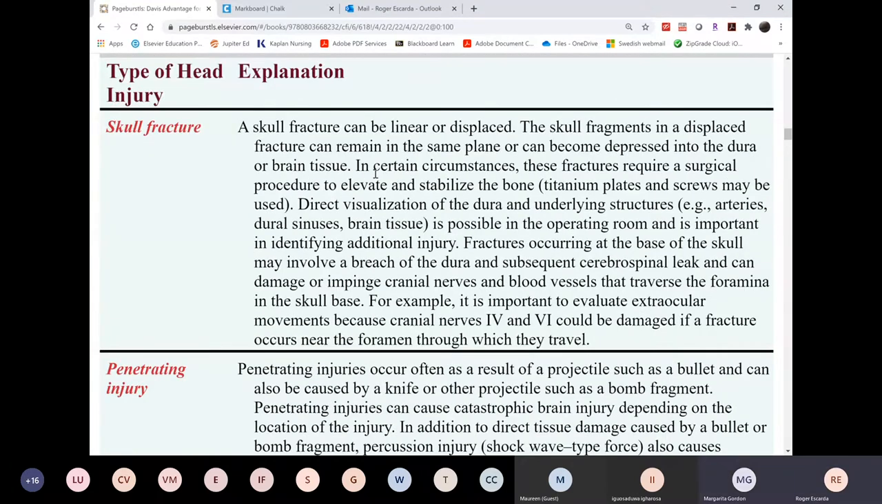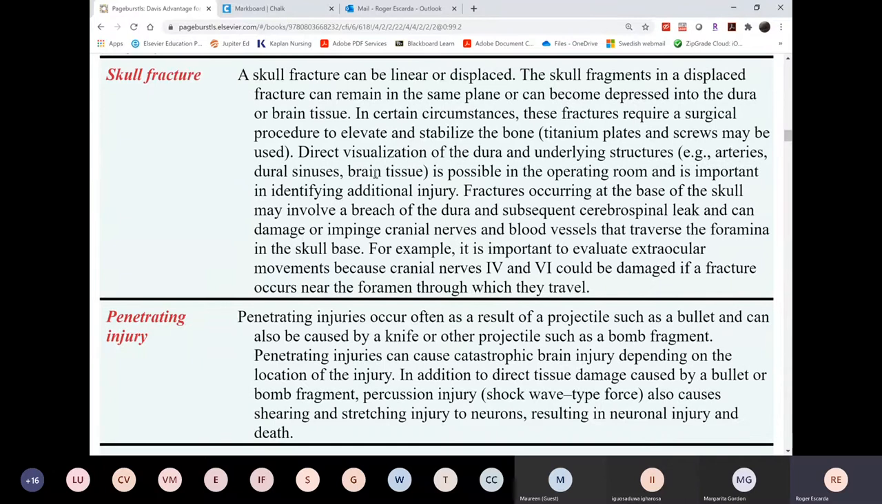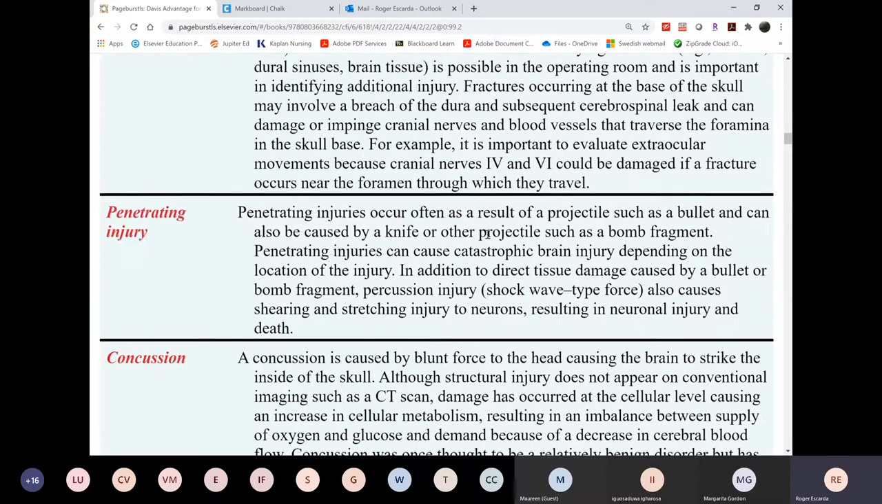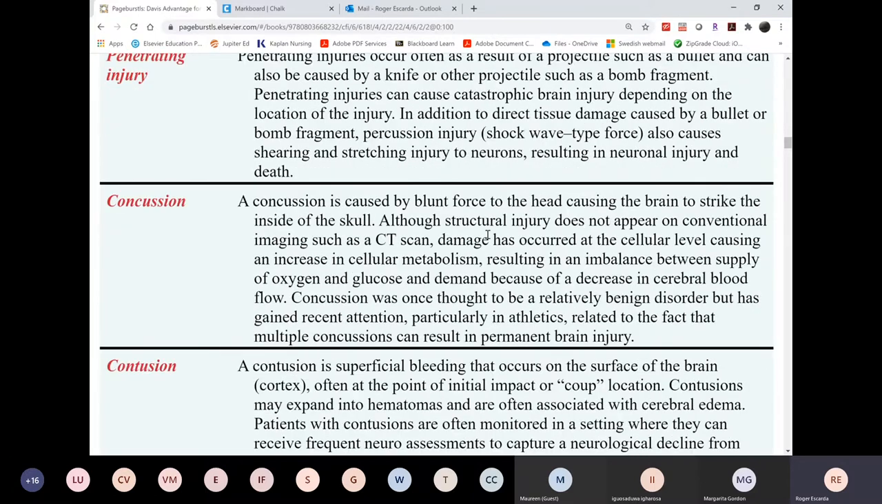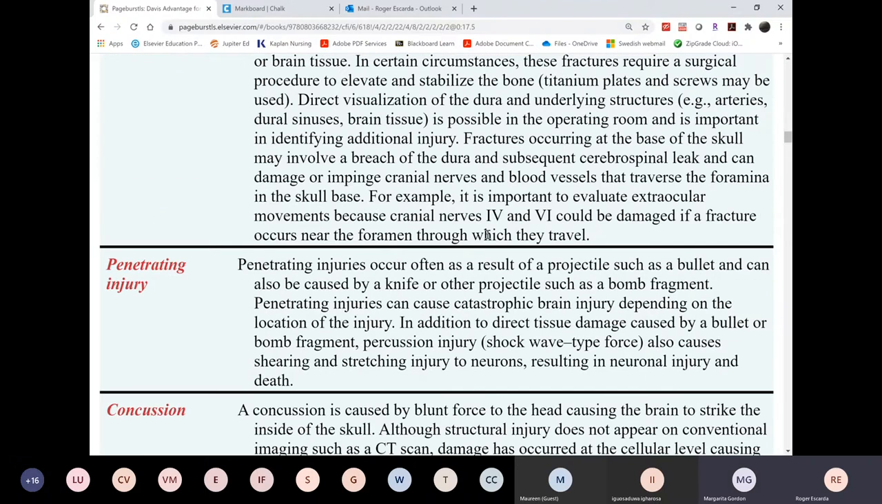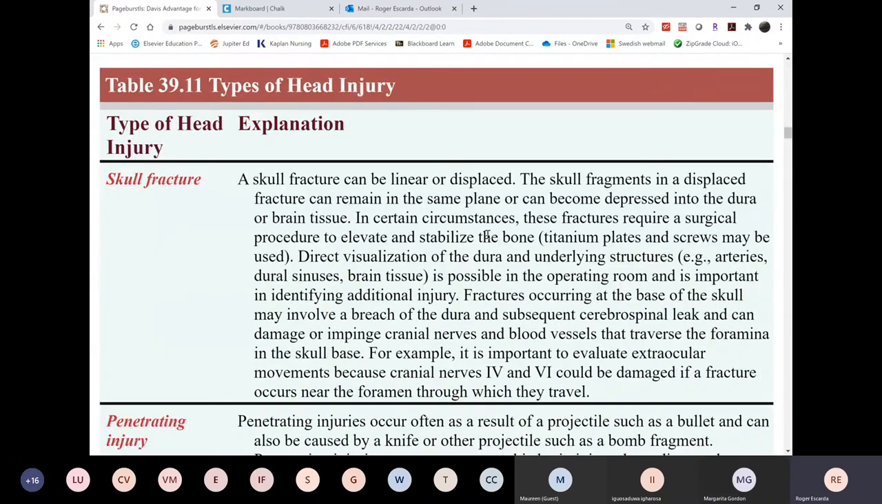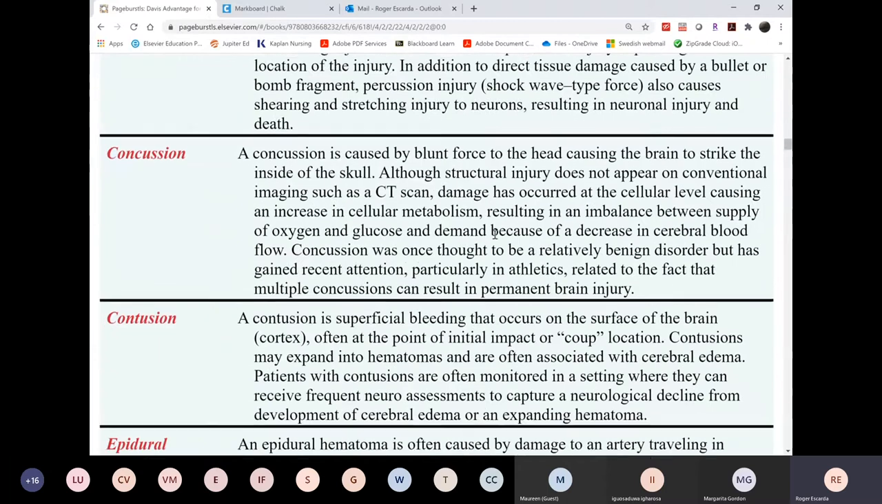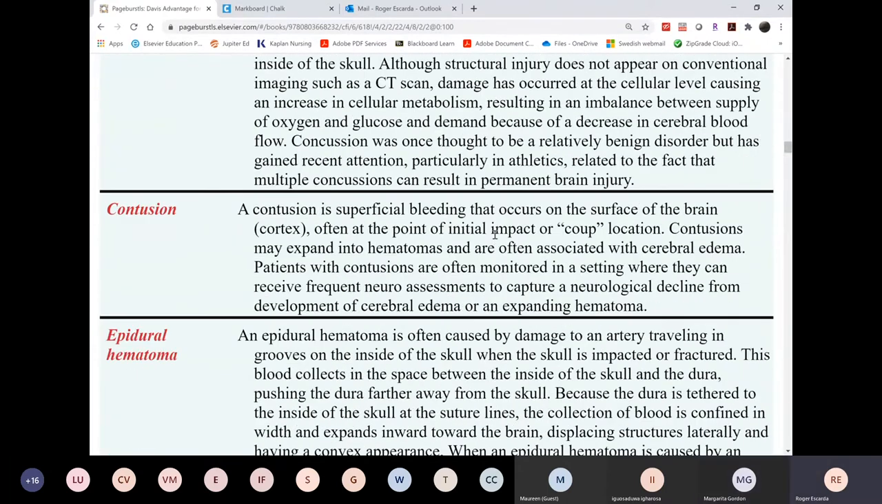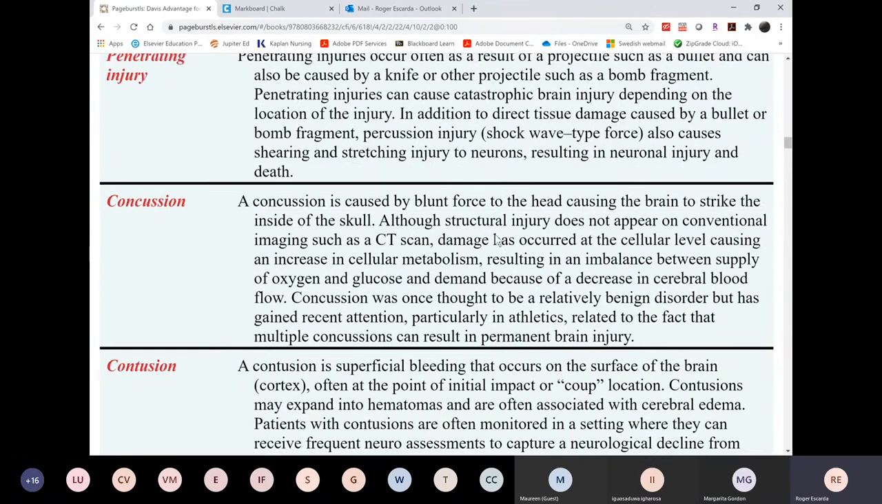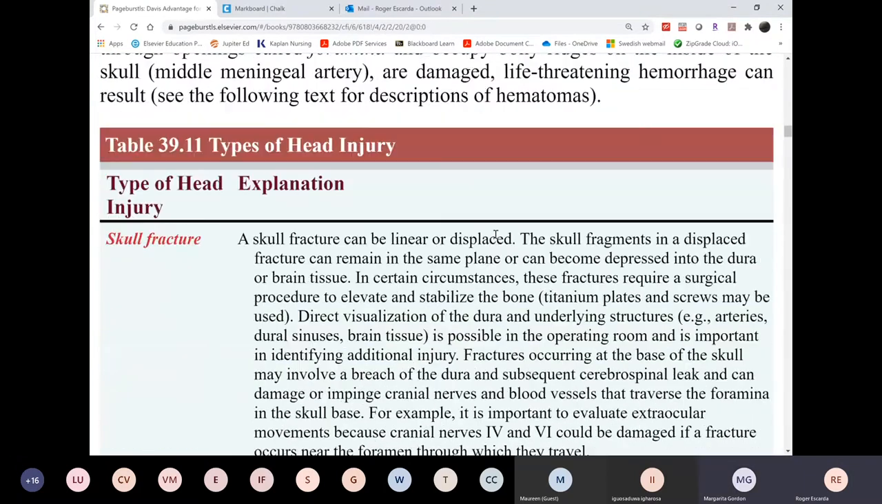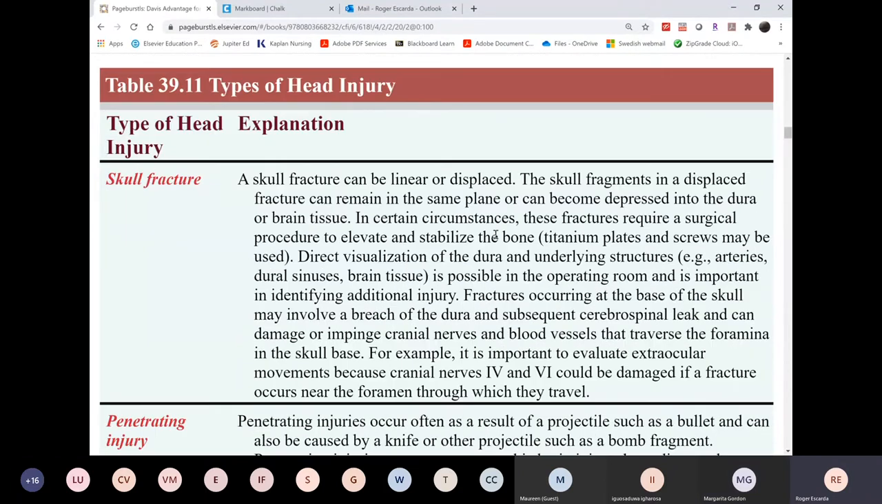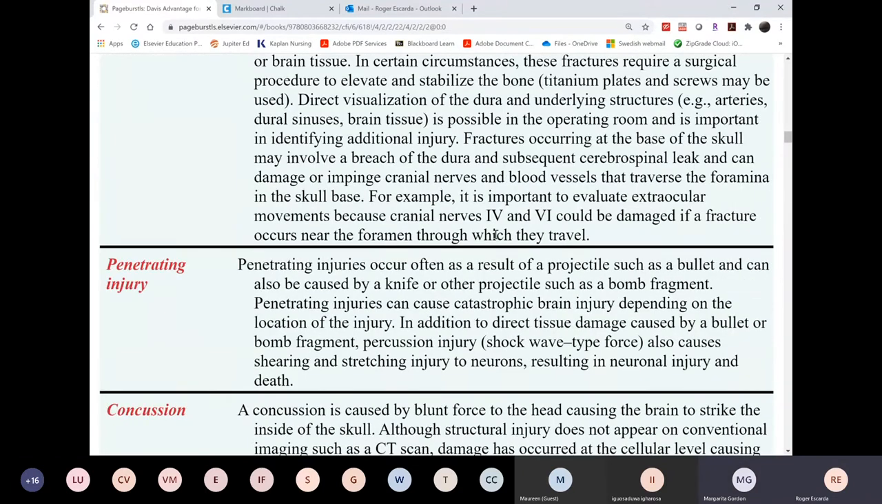So here are explanations of skull fracture and penetrating injuries. The one I'm testing here is the definition. So for table 39.11, I'll give you a description of the injury, and then you just identify, oh, that's a skull fracture, that's a penetrating injury, that's a concussion, that's a contusion. So just simple one or two questions on the type of head injury. That's simply recall.